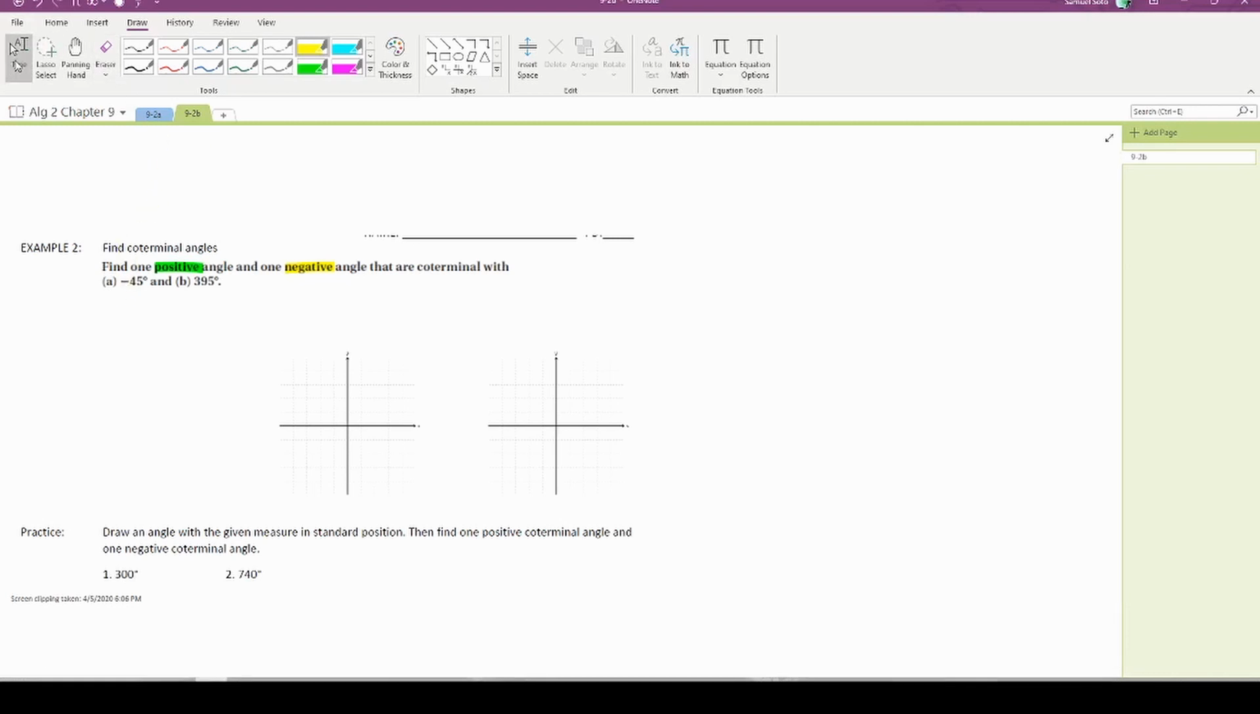So let's start with A. I'm going to first draw a negative 45 with a pen. Negative 45 is going to be right here, negative 45 degrees, because it's going in the opposite direction.